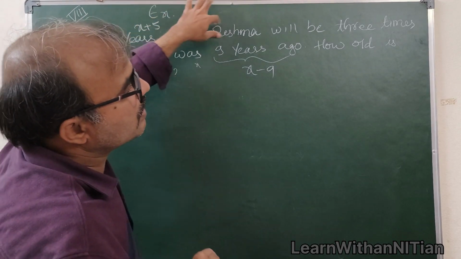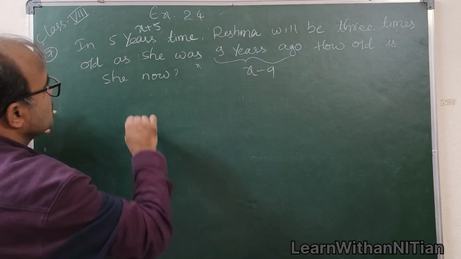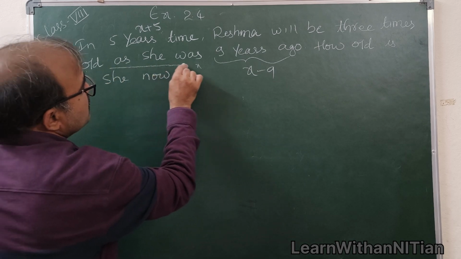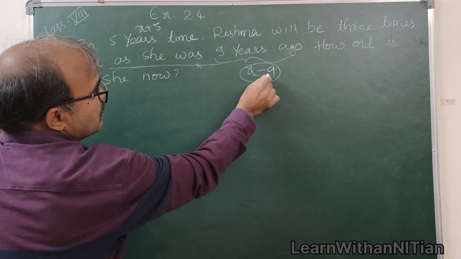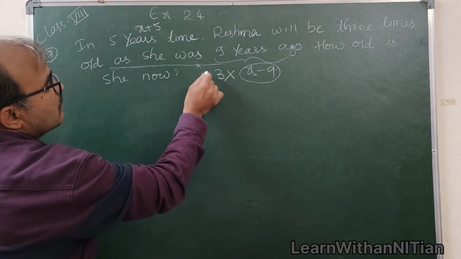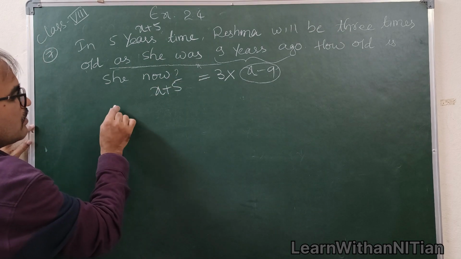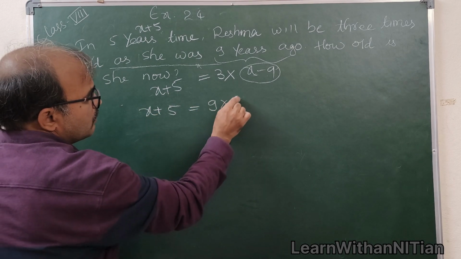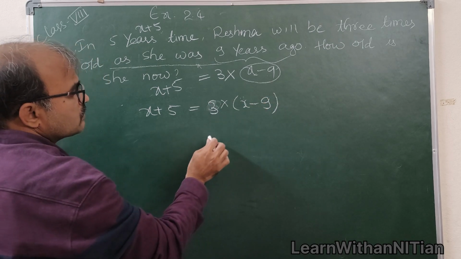In 5 years time, Reshma will be 3 times as old as she was 9 years ago. She was 9 years ago, her age was x minus 9. So 3 times this is 3 into x minus 9, and this will be equal to x plus 5. Therefore, x plus 5 is equal to 3 into x minus 9.